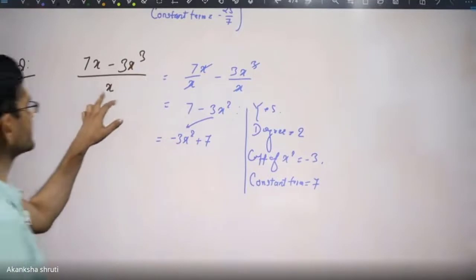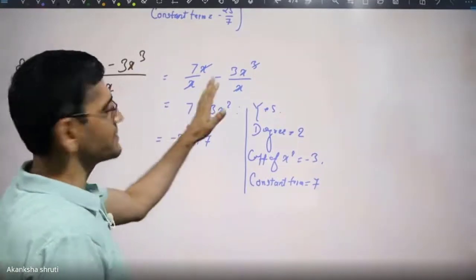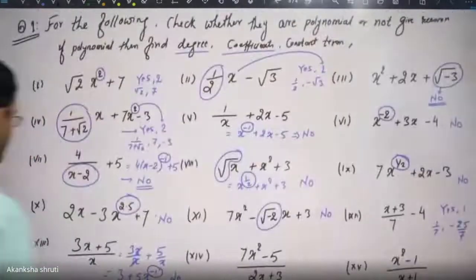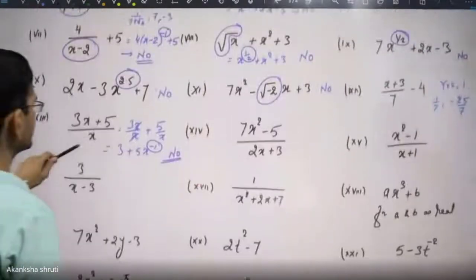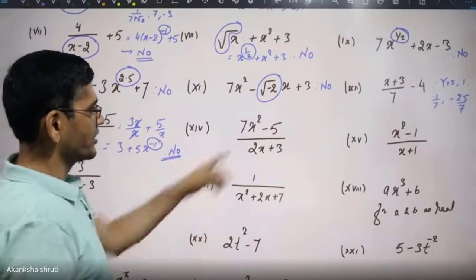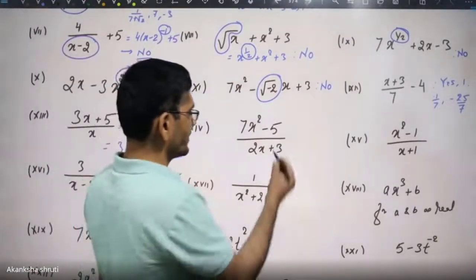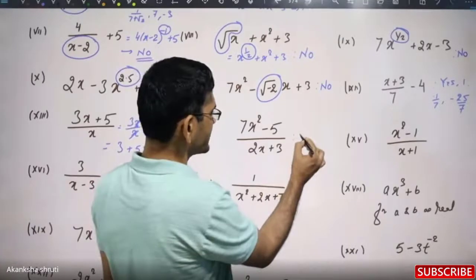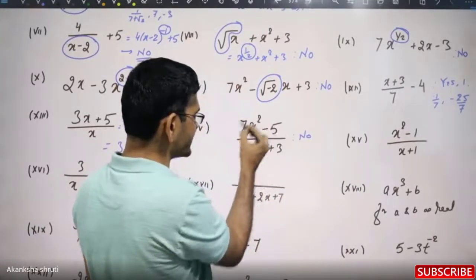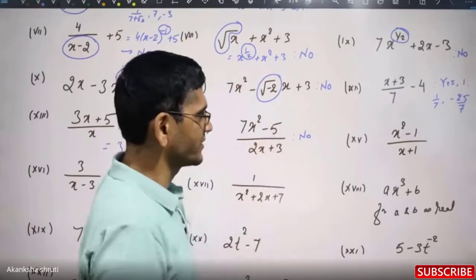Means if there is something in the denominator, if that can be simplified, do that. But here this x could not be cancelled, so the answer was no. Now come for this one. Yes or no? The answer is no, because x is in the denominator and it will not cancel from the numerator. So the answer will be no.